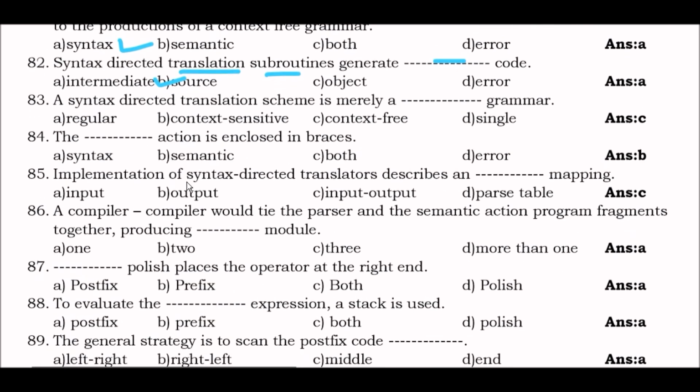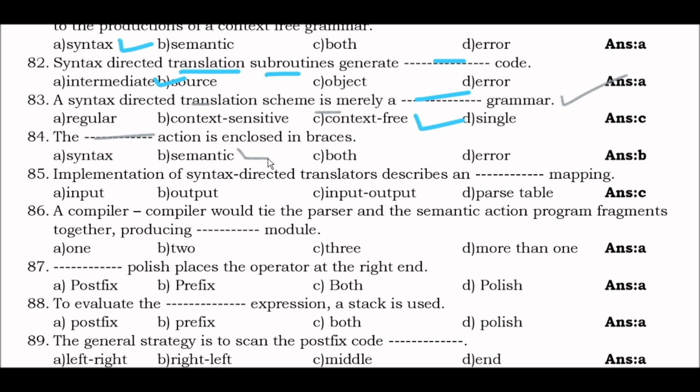Next question. A syntax directed translation scheme is merely a blank space grammar. So right answer is option C, context free. A syntax directed translation scheme is merely a context free grammar. Okay. Next question. The blank space action is enclosed in braces. So right answer is option B, semantic. The semantic action is enclosed in braces.